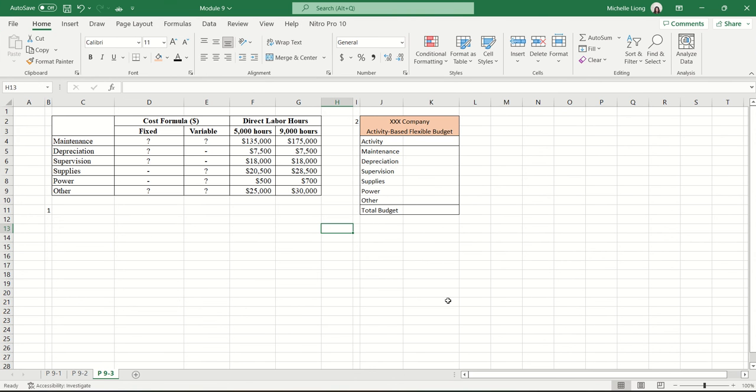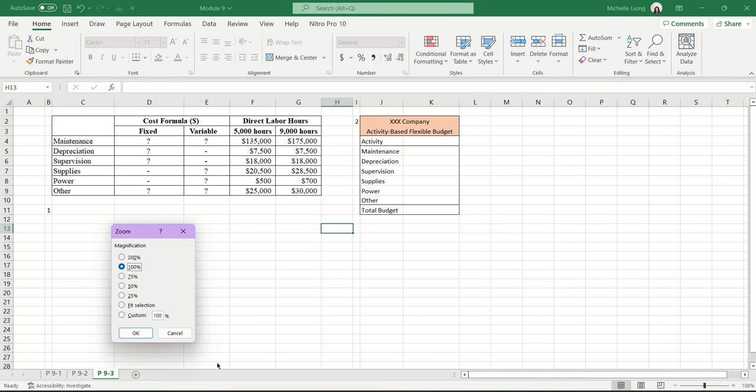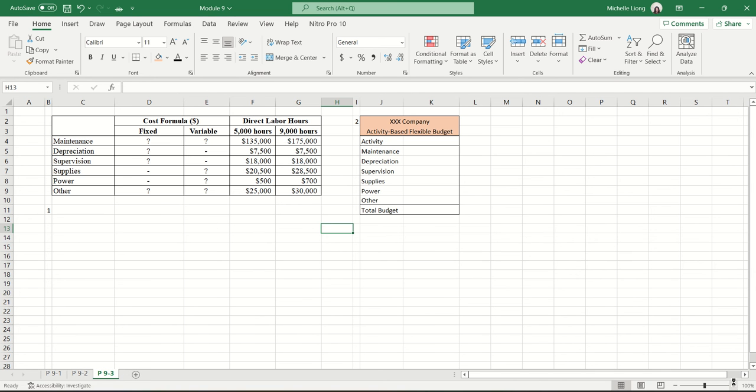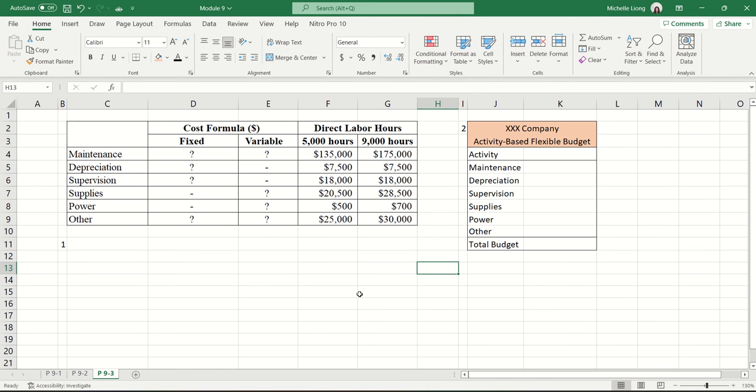Okay, so for this missing amount, we have the table here. Basically, in this you just need to do an equation. For the first one, let's start with maintenance. For maintenance, we don't have any information for the fixed and variable cost, but we do have the total amount for the direct labor hours.